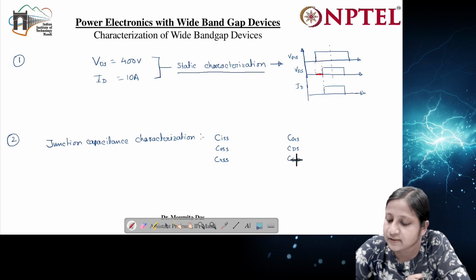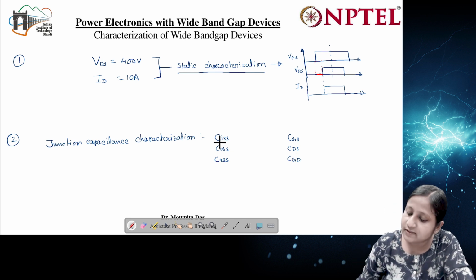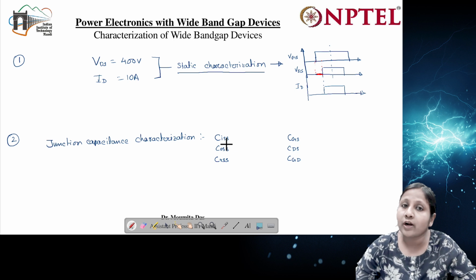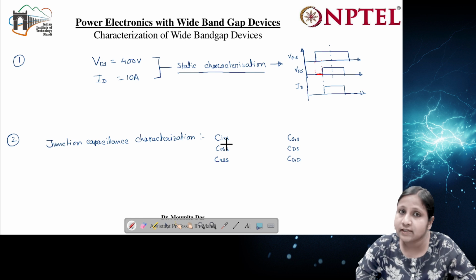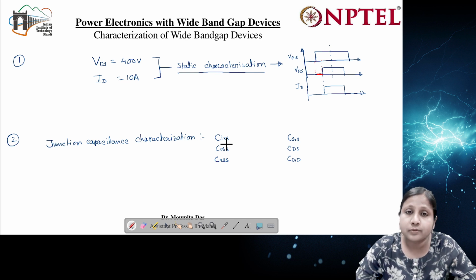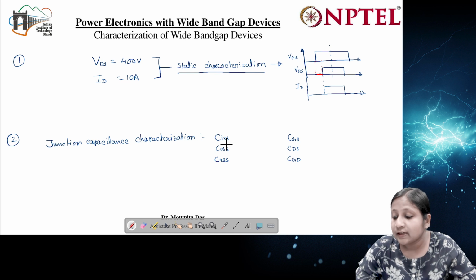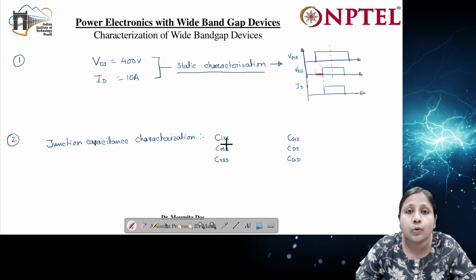Now these capacitances are very important for designing any converter. As I have shown you in the last class, these capacitances are the main component which decides what will be the switching frequency of a particular converter. Because charging and discharging of these capacitances give us rise time and fall time, and that gives us the actual value of the switching frequency. If these capacitance values are very high, then device operation will be limited to low frequency. That is what I have shown you in the last class.